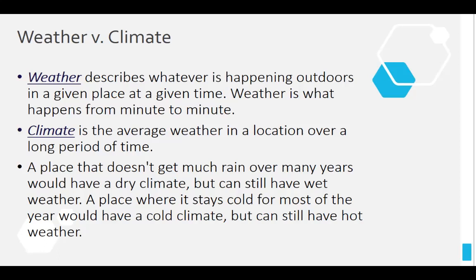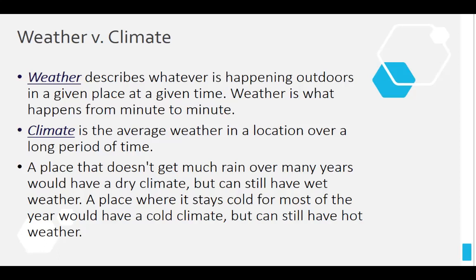The Pacific Northwest is known for having a high amount of rain. It's not raining right now, but that's because of the weather. The weather is changing constantly. But our climate is the average weather in a location over a long period of time. And yes, we do live in a wet climate that has a lot of rain.